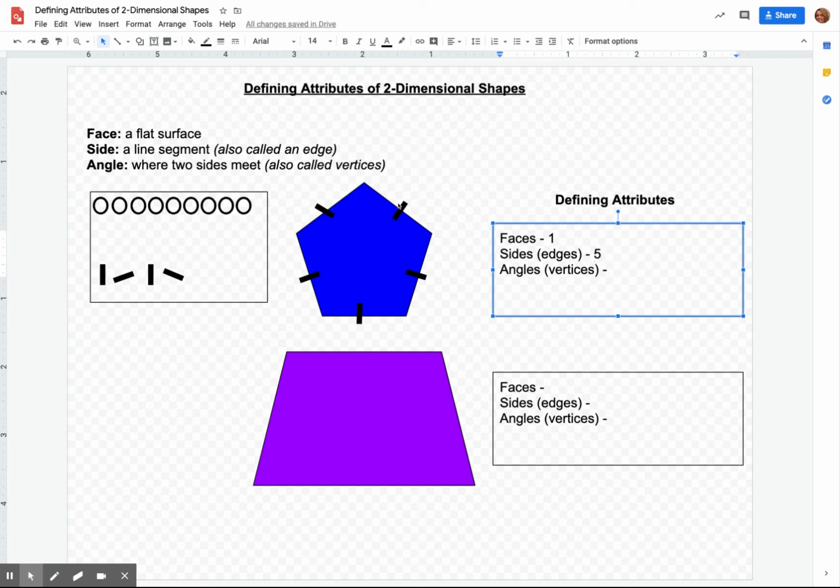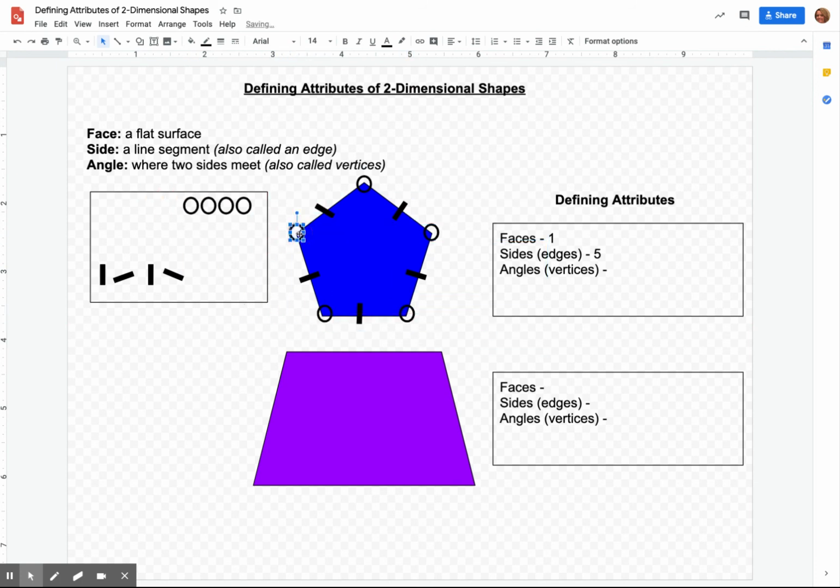And then we're going to count our vertices or our angles. And again, I'm going to put a little mark on the vertice that we count so we don't lose track. 1, 2, 3, 4, 5. Okay, so this shape, sorry, it's not letting me type. This shape has 5 angles or 5 vertices.